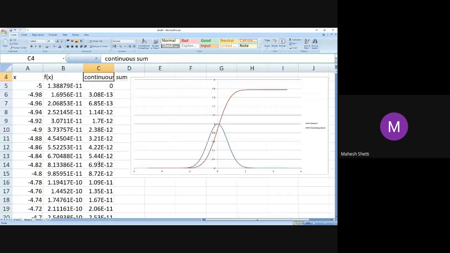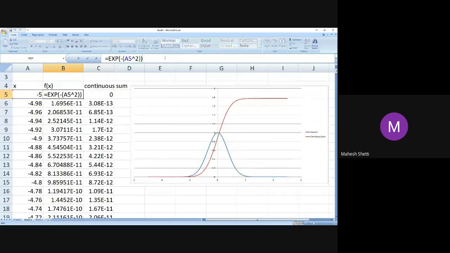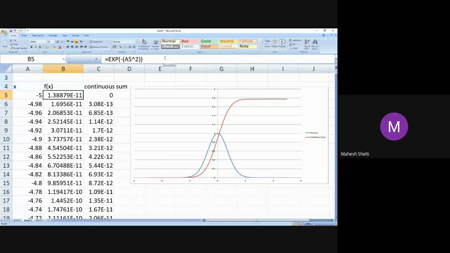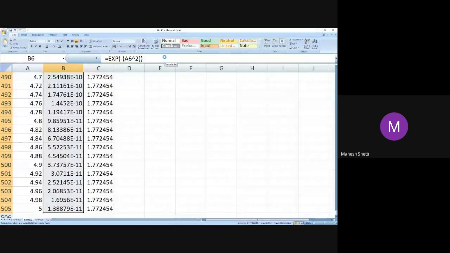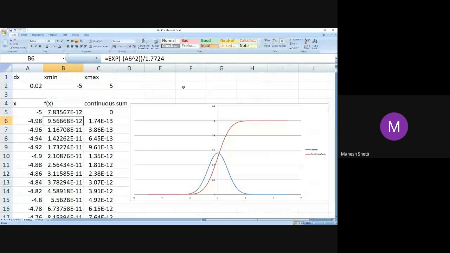So 1.772454. Suppose I divide this by 1.7724. When I do this, I'm effectively trying to normalize the function. So you see now my function is normalized, and ultimately the area under the curve is 1. It is reaching 1. So normalization of a function also numerically you can do this way: you find out the continuous summation, find out what is going to be the maximum value of the area under the curve. That term you will use.